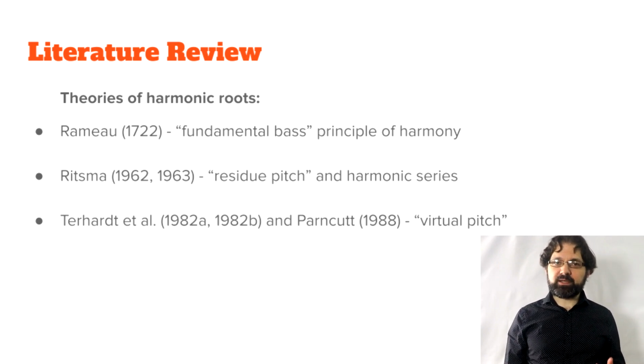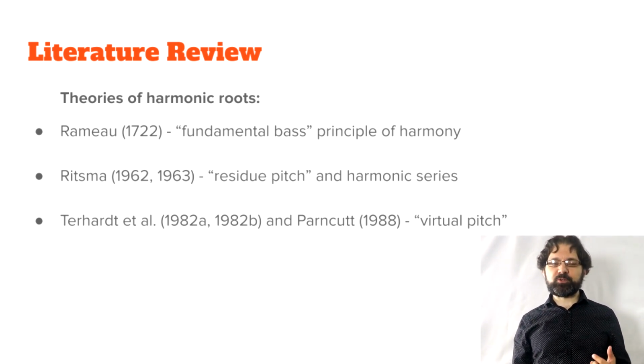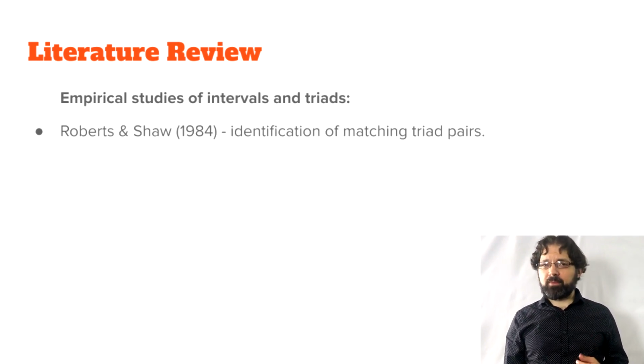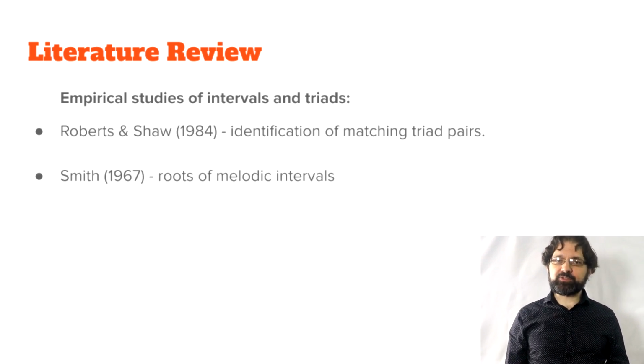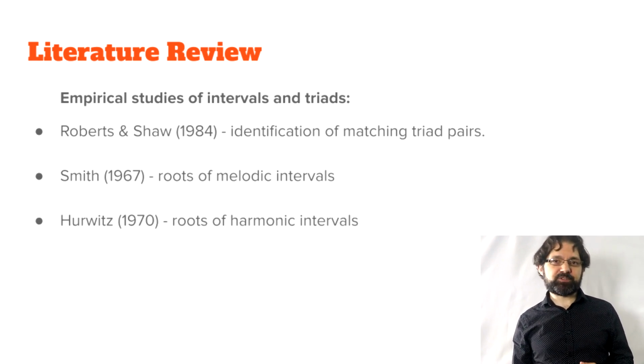Terhardt, 1982 A and B, and later Parncutt, 1988, expanded the residue pitch idea into a system of calculating chord roots using an imagined overtone series resulting in virtual pitch. Empirical studies on chord roots are hard to come by. Roberts and Shaw, 1984, had participants listen to pairs of triads and answer whether they were the same. Participants were most accurate with major triads, and less so with other qualities, were more accurate in root position, and less so in inversions. Smith's 1967 dissertation examined the perception of roots in melodic intervals, and Hurwitz's 1970 dissertation did a similar exploration of harmonic intervals.